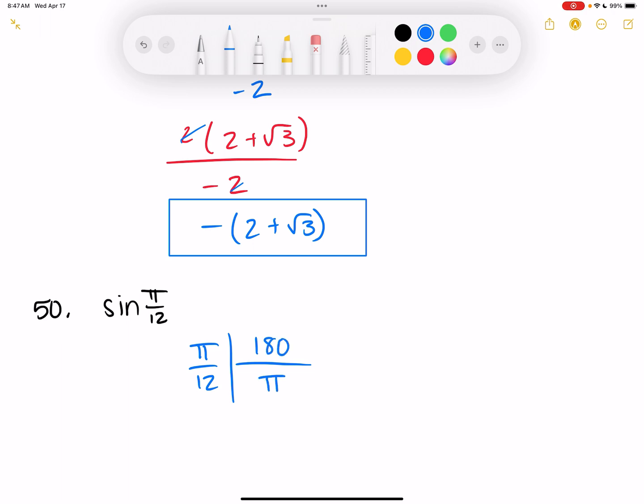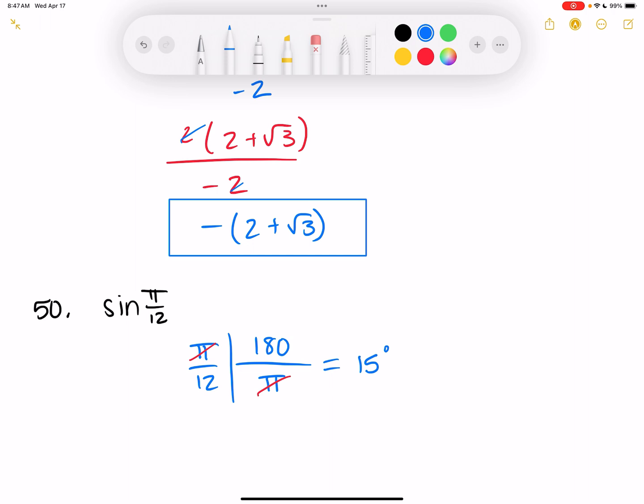And so remember, if we were going from degrees to radians, it would be pi over 180. Since we're going radians to degrees, it's 180 over pi. We're trying to get units to cancel, so the pi's are going to cancel here. And then 180 divided by 12 should be 15, I think. But anyways, at that point, you can just type it in. But it should be 15 degrees.